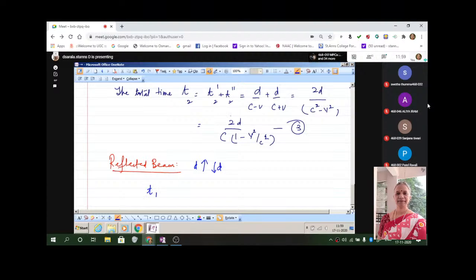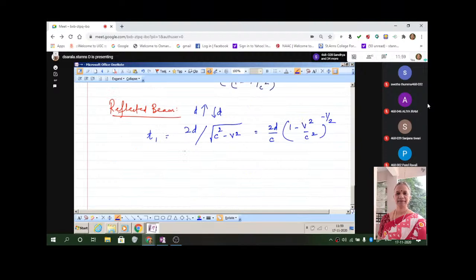It is not different from the case here. It is the same. Total distance is 2d divided by the square root of c square minus v square, isn't it? Which can be written as 2d by c into (1 minus v square by c square) to the power minus half. How am I getting this?